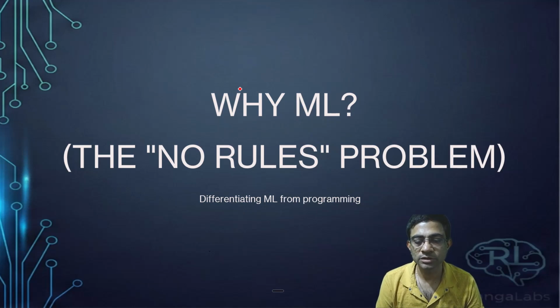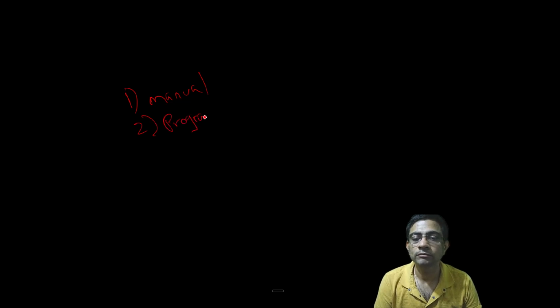This video is in a series of videos where we are talking about machine learning foundation concepts. Last video we talked about three levels. The three levels were first the manual level, the second was the programming level, and third was the machine learning level.